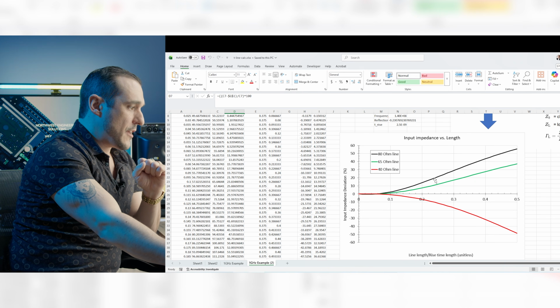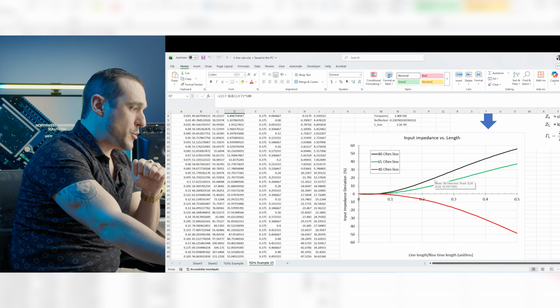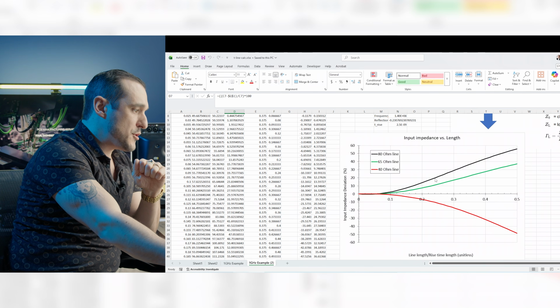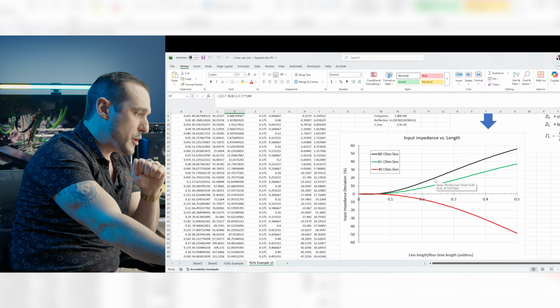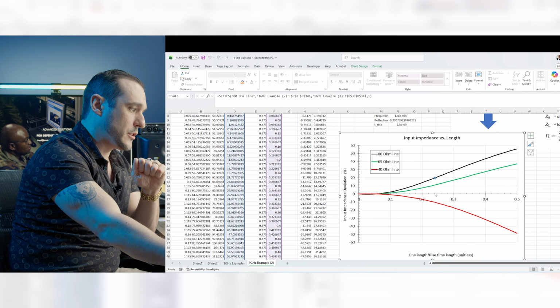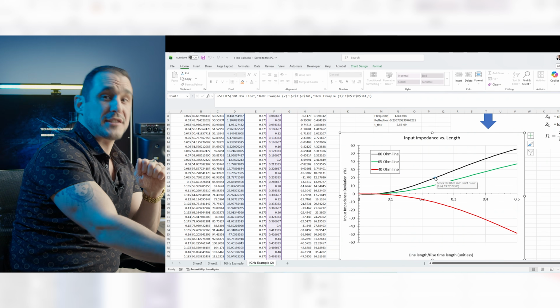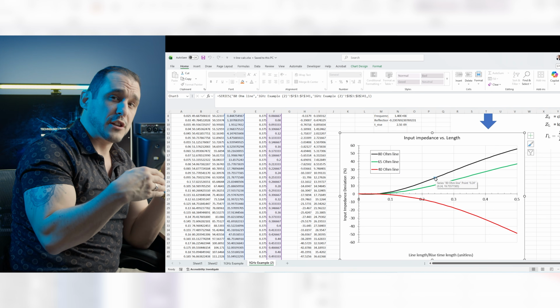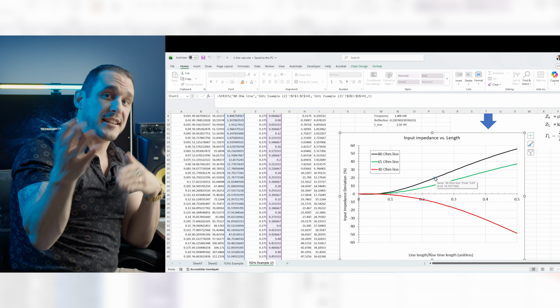So from this graph, if you can accept a 20% input impedance deviation, that allows you to pick off the critical length value for this 80 ohm line. And what it tells you is that your critical length value for this 80 ohm line is basically 24%. So pretty close to that 25% value that's stated as a rule of thumb.